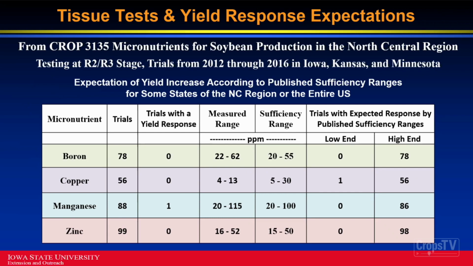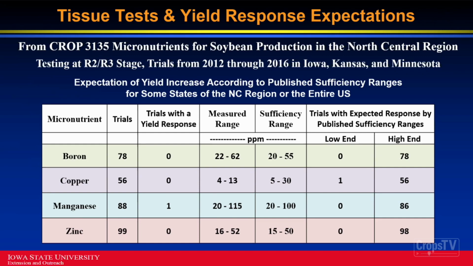What would have happened if we had used the low end as a criterion to expect a response? For example, say 20 is the critical level for boron, 5 for copper, 20 for manganese, or 15 for zinc. Even when values may be about the same or higher than that, we should not have expected a response in any of these, except for one site in copper.